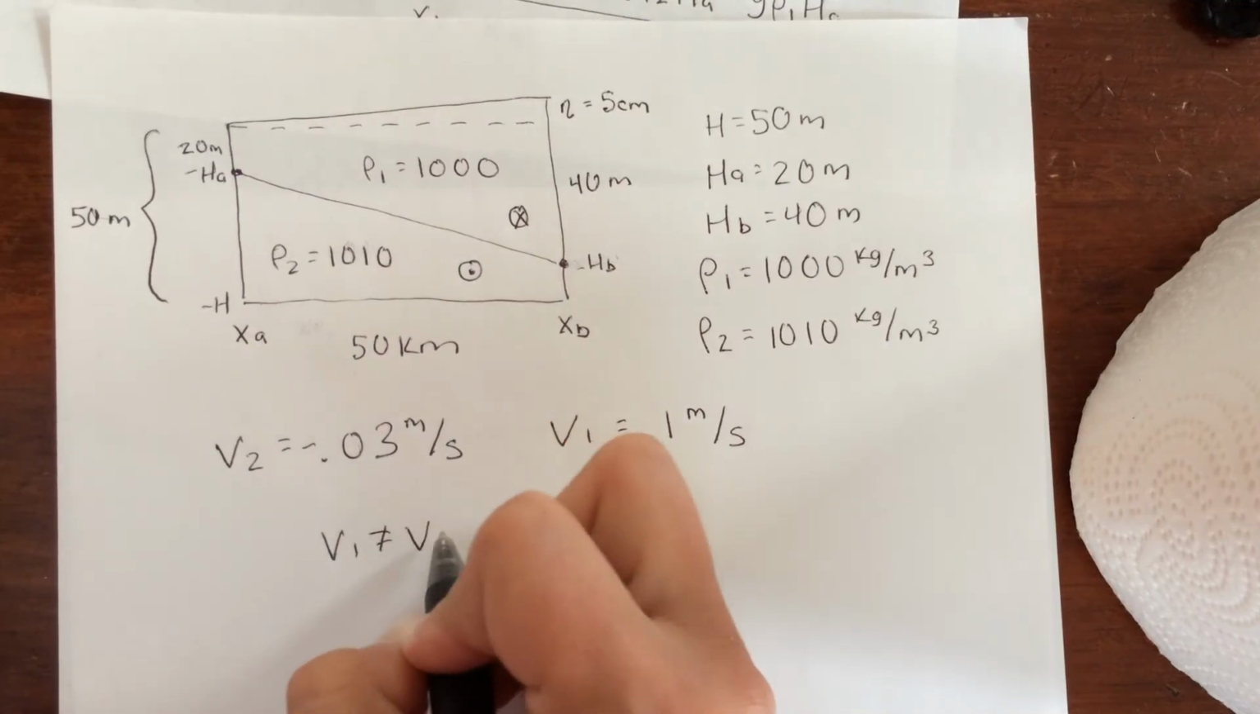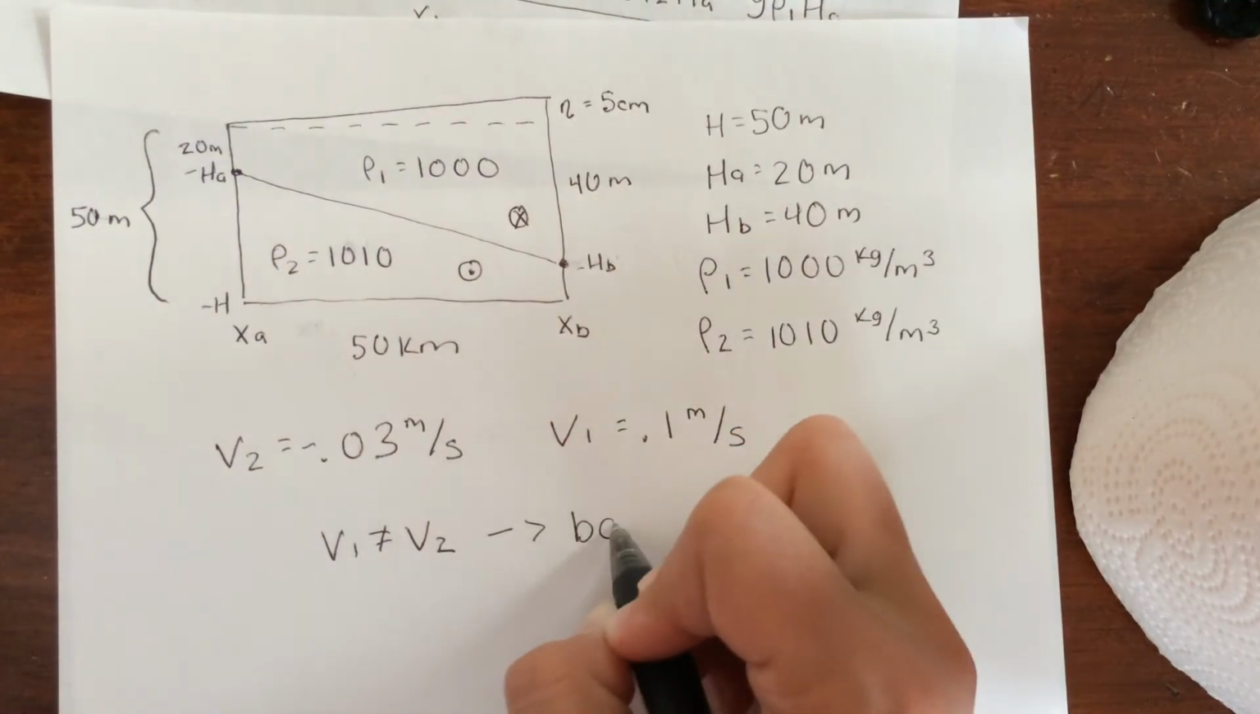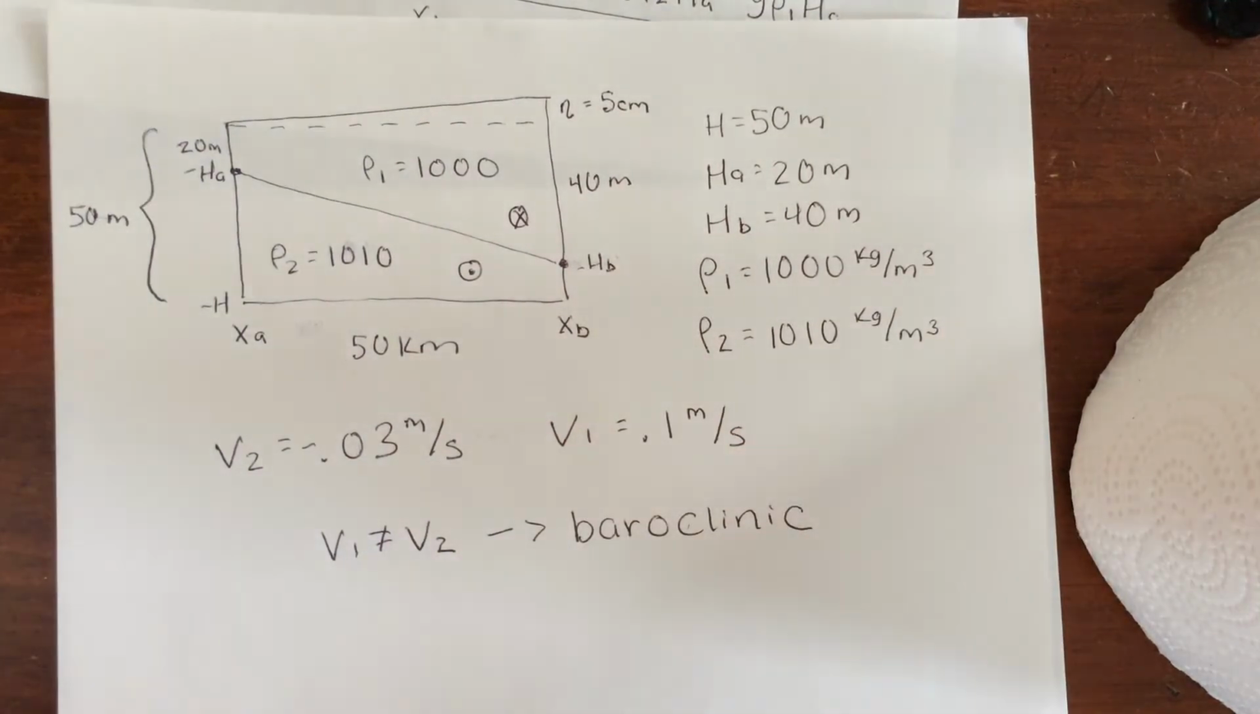We see that velocity in the top layer is not equal to the velocity in the bottom layer. Velocity therefore changes with depth, and again, this is what we call baroclinic.